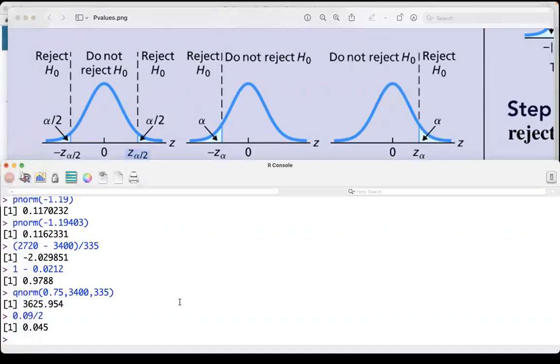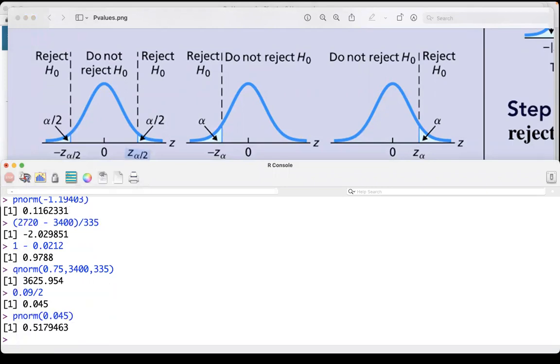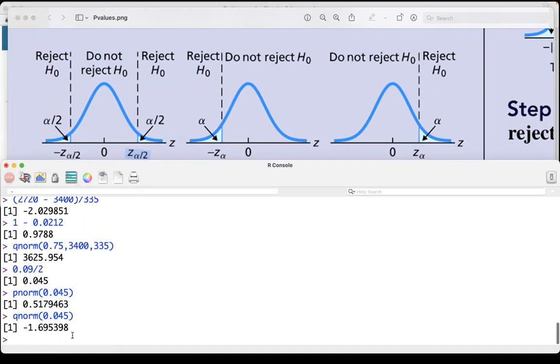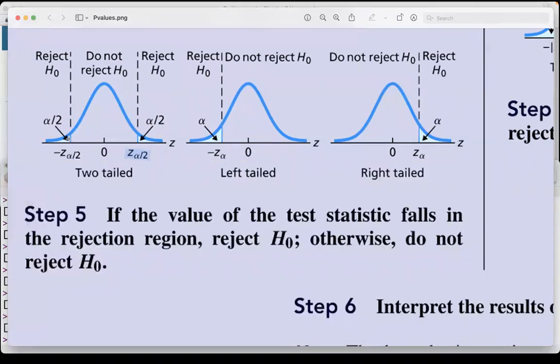The way that I would do that is I would just take pnorm of 0.045, excuse me, not pnorm. I'm thinking of qnorm of 0.045. That'll give me the critical value. And so this will be negative 1.695 and positive 1.695. Remember that the qnorm value will give you the cutoff point up to which the area under the curve is 0.045. And then we have a matching one over here because it's two-tailed.